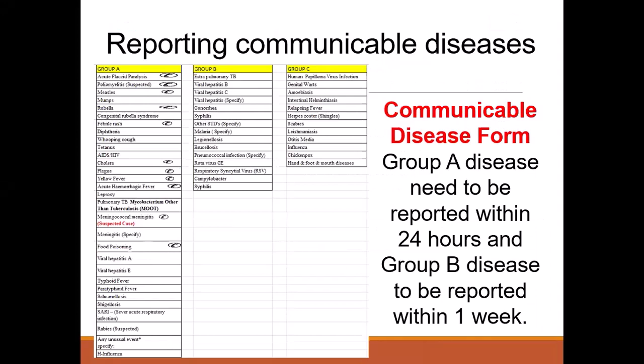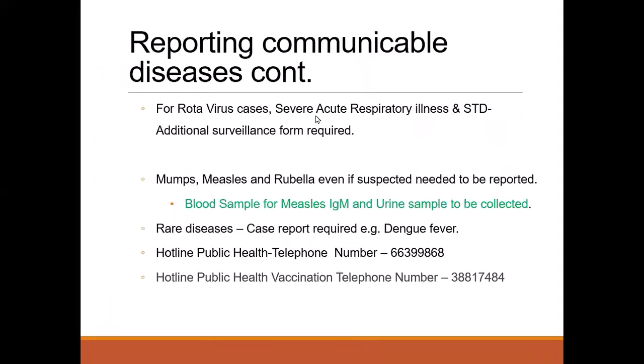Okay, for reporting communicable disease, in the coming weeks the system will be different, but the types of disease that need to be reported are the same. For example, group A diseases need to be reported within 24 hours. And the diseases marked by the telephone icon have to be reported immediately. Group B and C within 1 week.